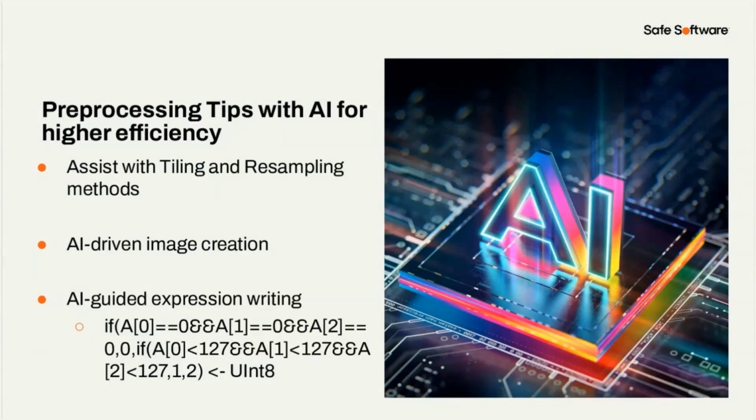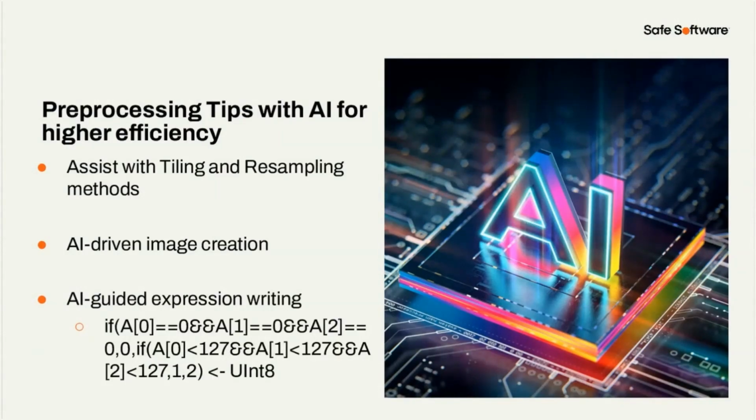Our first section here is pre-processing tips with AI for higher efficiency. AI can assist you with modifying or describing your imagery. You can take tiling and resampling, for example. With an AI model like Gemini, you can pass text-based prompts describing what you'd like to achieve for your tiling or resampling needs. Another great use of AI is image creation, which can enable you to create images specific to your needs. And there are a number of models you can choose from depending on your use case.